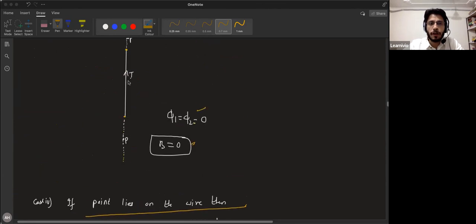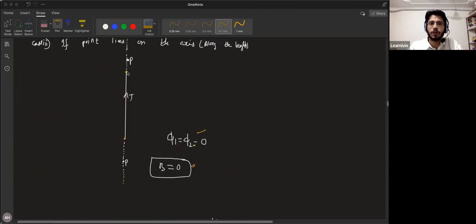No, it's not on the wire. It's on the axis. Means that point will not lie between these two limits. The point will lie beyond it. The wire will end here only. Yeah?